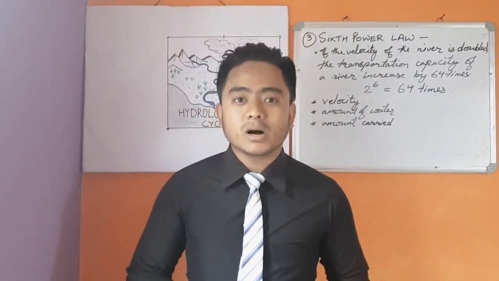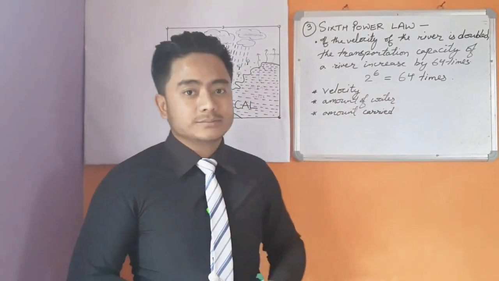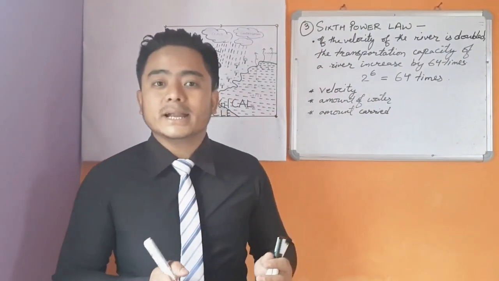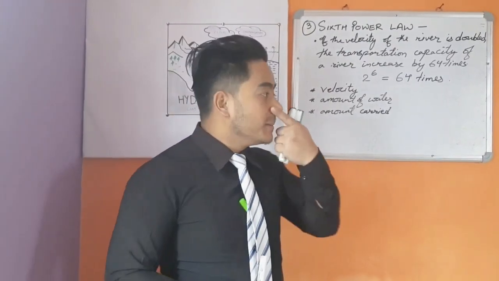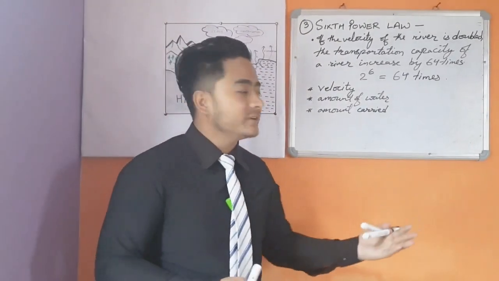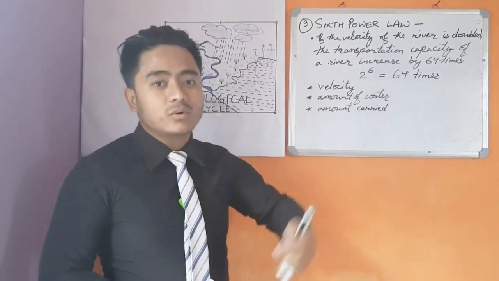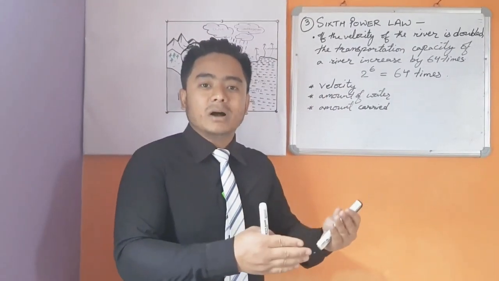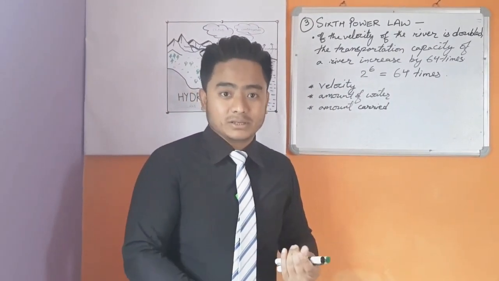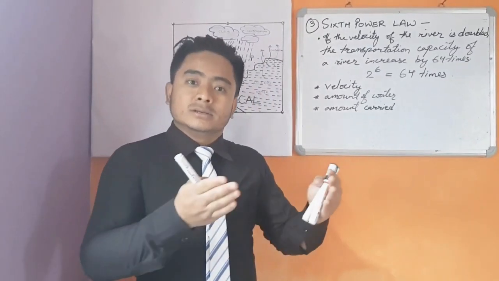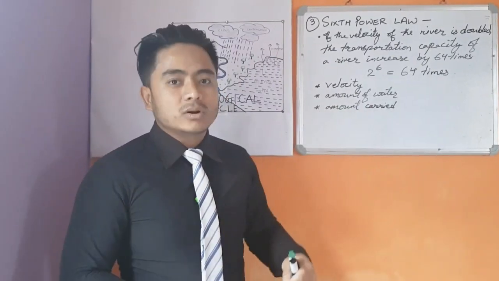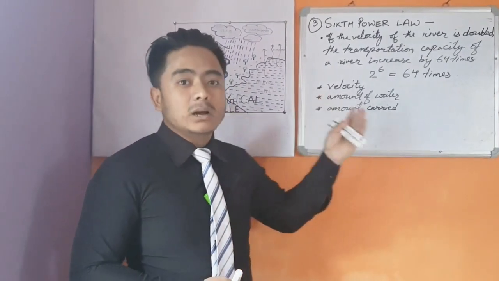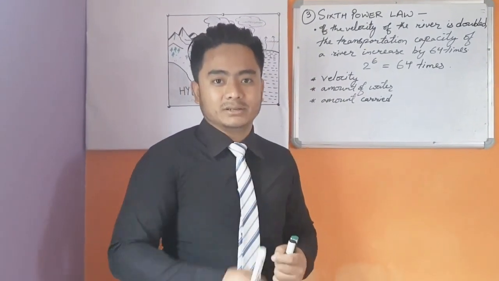Let us now learn about sixth power law. As you all know that some rivers are big, some rivers are small. Big rivers have greater velocity, greater amount of water and greater amount of materials carried, whereas smaller rivers have lesser velocity, lesser amount of water and lesser amount of materials carried.